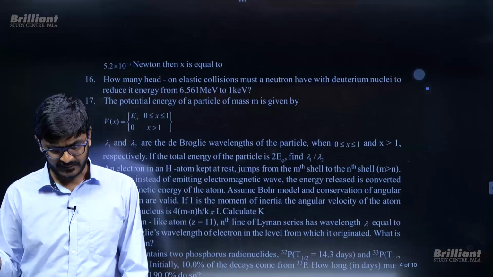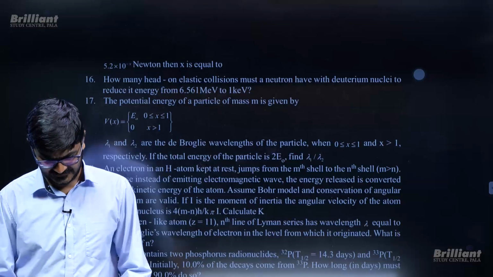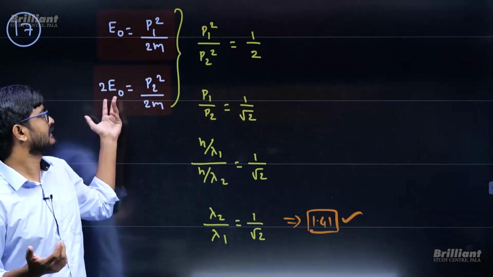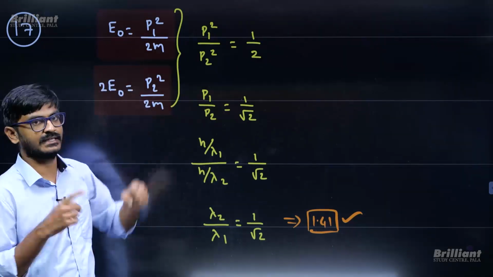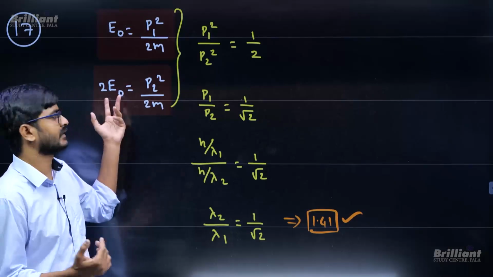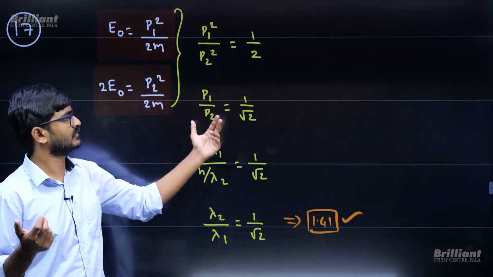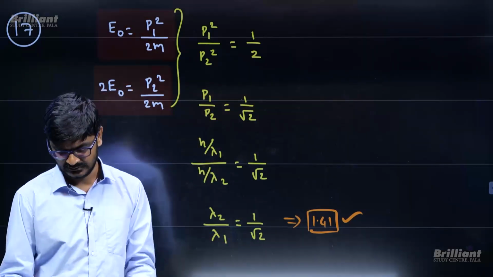The potential energy of a particle is given. Okay, I think that's an easy question. In the first case, potential energy is E naught and total energy is E naught, so kinetic energy will be E naught. In the second case, potential energy is 0, so the total will be kinetic energy. Kinetic energy is p square by 2m, so when you take the ratio you will get the ratio of momentum, and from there you will get the ratio of wavelengths.